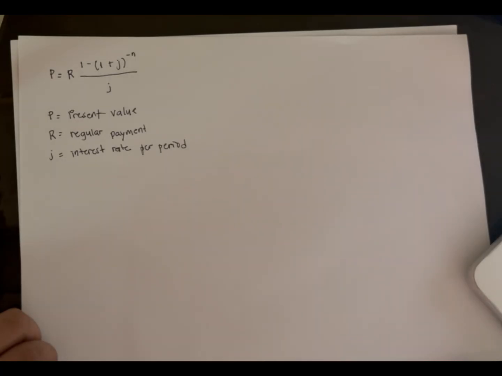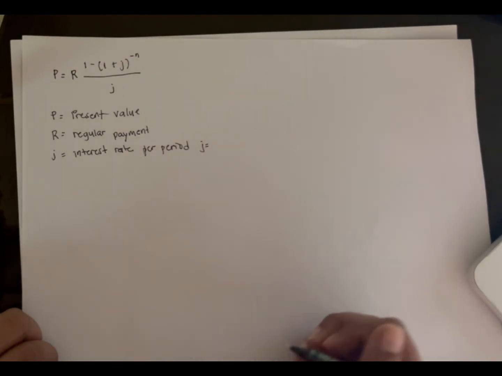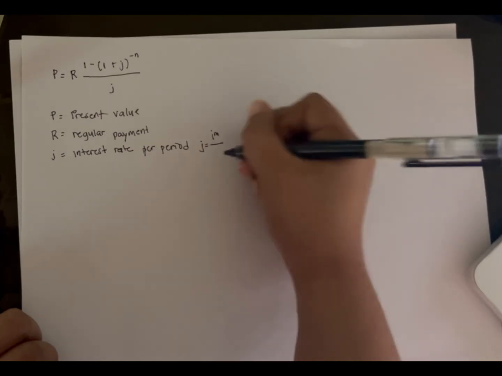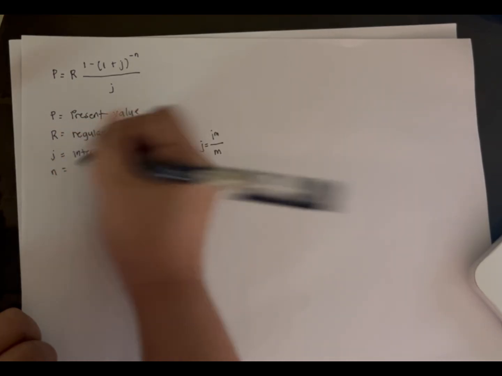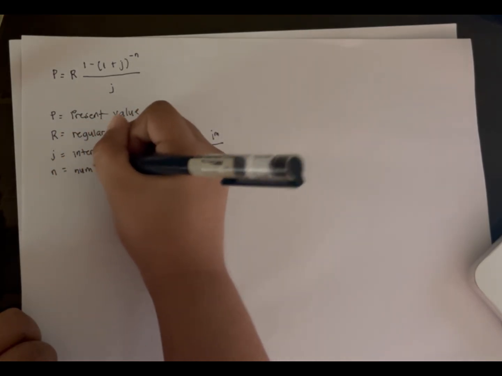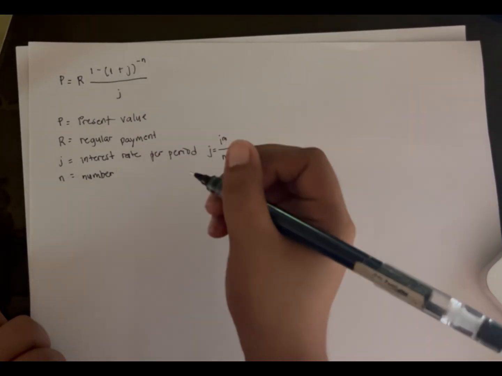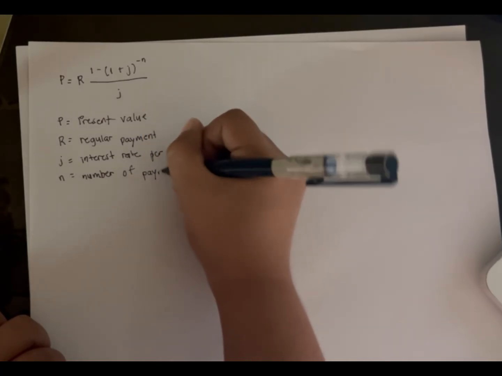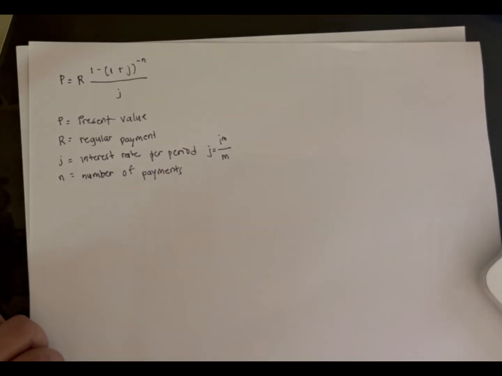Again, si interest rate per period po ay nakukuha from dividing the interest rate per annum by the number of conversions. And then n po is still the number of payments. Magkano po ba ang babayaran niya lahat-lahat sa buong term ng kanyang annuity? Number of payments.